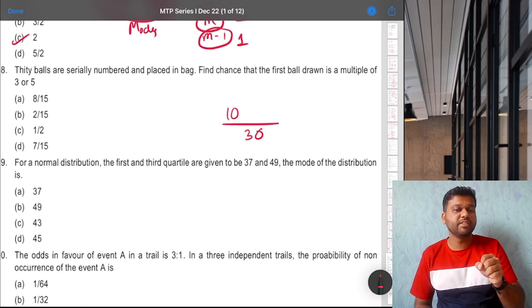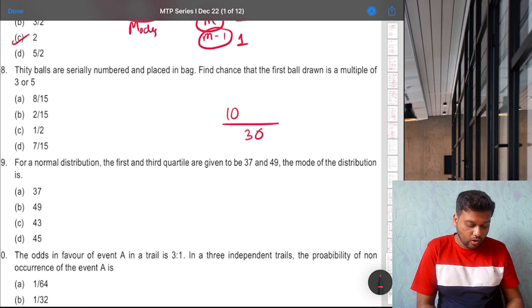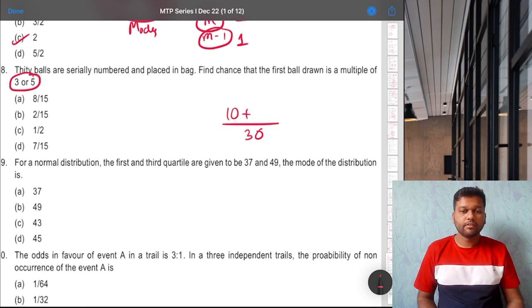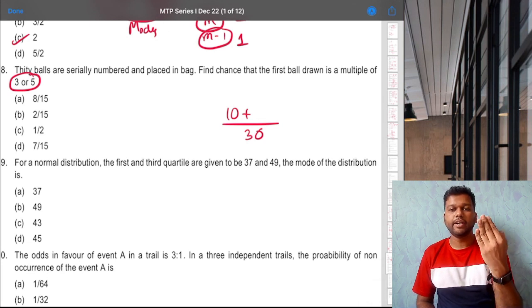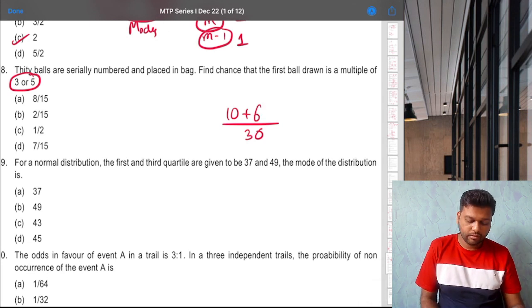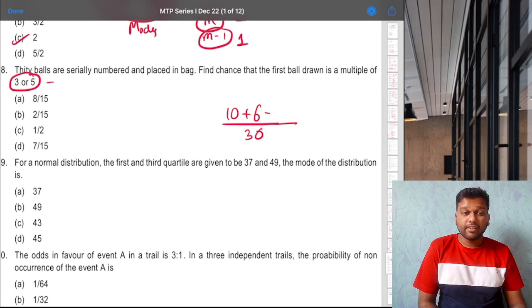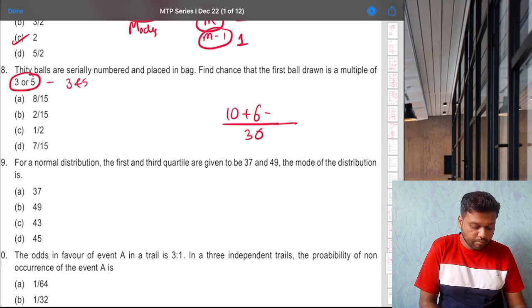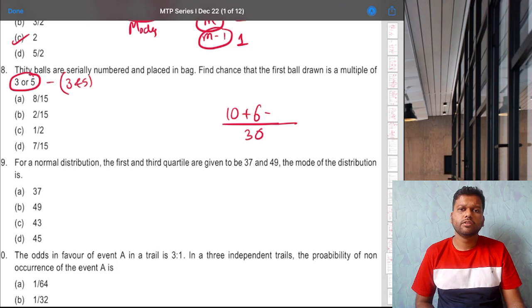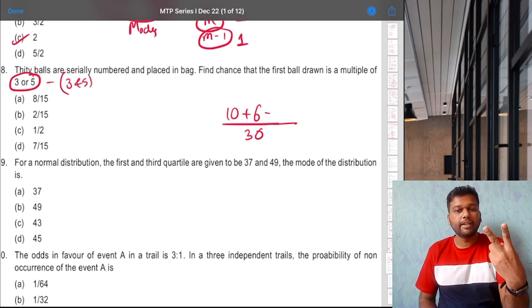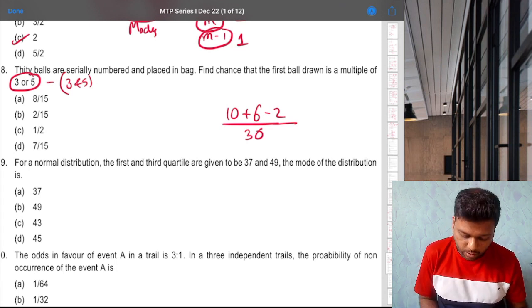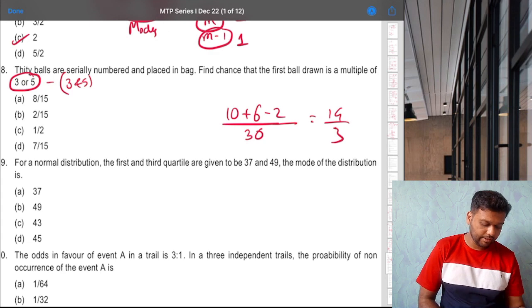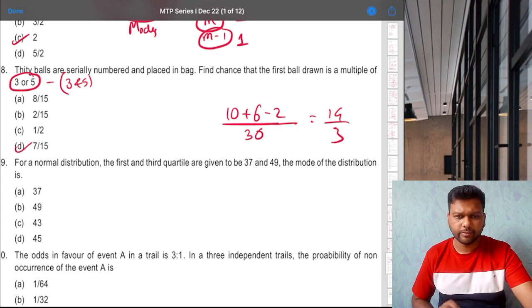So numbers which are divisible by 3 are 10. 3 or 5, or is addition. Numbers which are divisible by 5 are 5, 10, 15, 20, 25, 30, 6 numbers. But there are some numbers which are divisible by 3 and 5 both. So let's subtract those. What numbers are divisible by 3 and 5 both? 3 into 5 is 15 and 30. So two numbers are divisible by both. So 10 plus 6, 16. 16 minus 2 is 14 by 30, or 7 by 15 is the correct answer, option D.